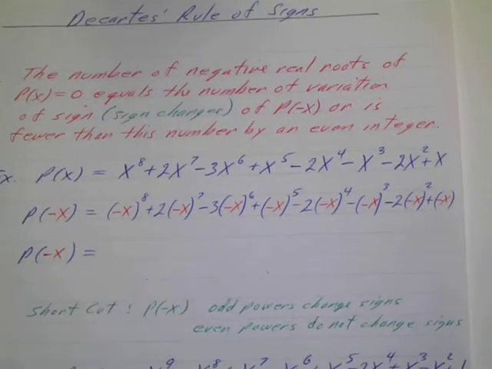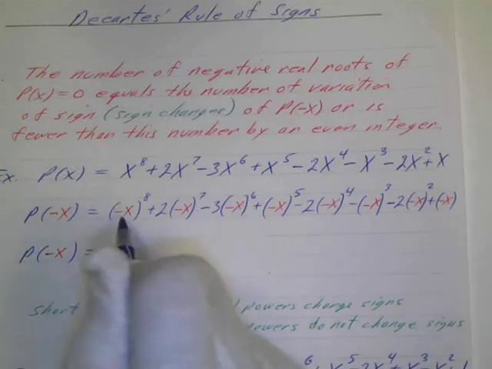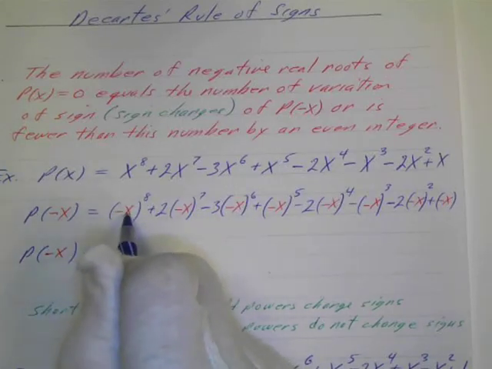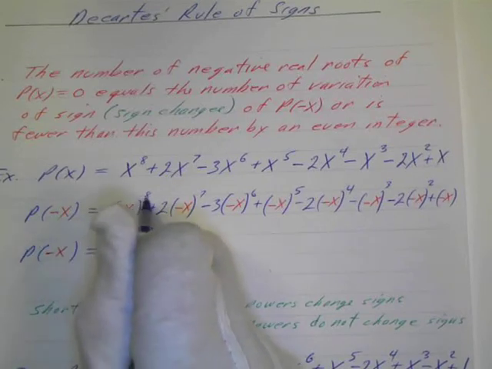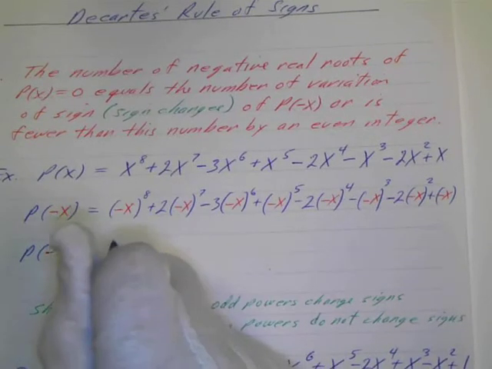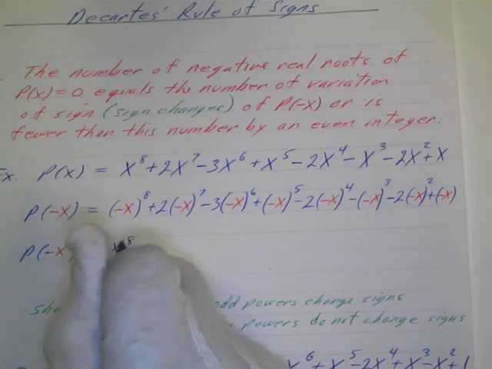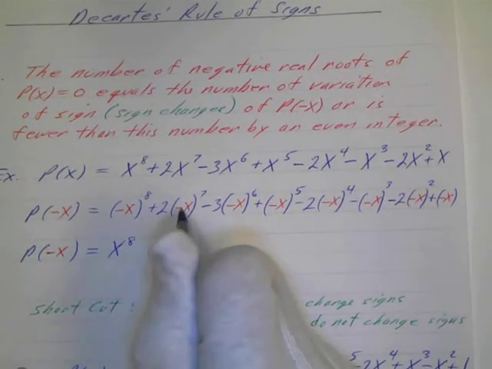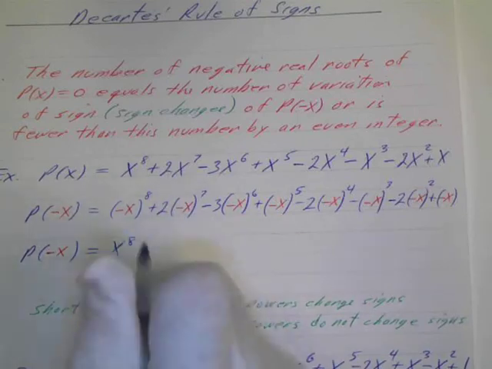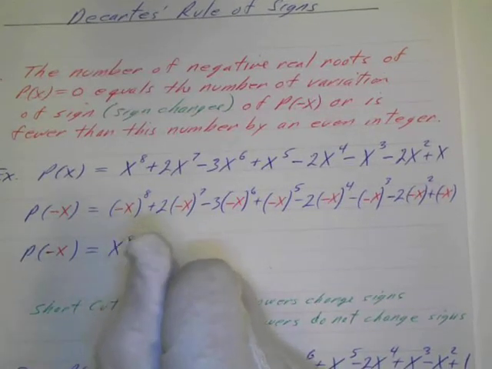So let's take a look at this one at a time. And again, a negative x to the 8th is just going to be the same thing as x to the 8th, because remember, a negative to an even power is positive, so it's just going to be x to the 8th. So that hasn't really changed signs. Now, if I raise a negative to an odd power, it becomes negative, but a negative times a positive is a negative, so this does change signs.